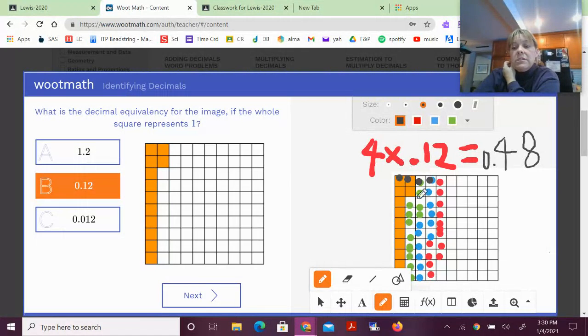And all we did with the model was use it to represent 4 times 12 hundredths is 48 hundredths. It's just a visual. It's a way of showing somebody visually how this works. That's all they're asking you to do today for your lesson, which is 4-3.